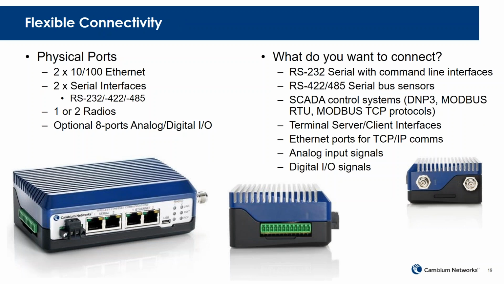And it's summarized here, but each module has 2 Ethernet ports, 2 serial ports supporting both 232 as well as bus-based serials, 422 and 485. You can fit these with a single or dual radio. And on that green connector in the picture, you'll see that's the optional I/O capability. So there you can have analog and digital input and output signals. So effectively, what can you connect? Anything with a serial port, anything with an IP port, anything with an analog or digital output. So you have lots of flexibility in how you connect this cnReach device.